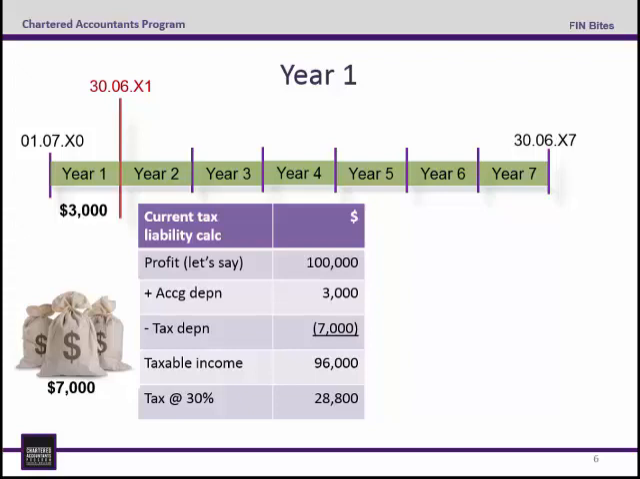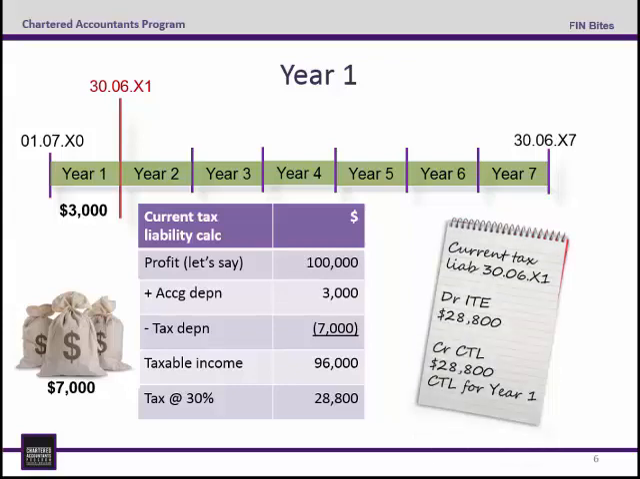add back the accounting depreciation expense because it's not deductible, but remember it's an expense included within that $100,000 profit figure. And then we subtract the $7,000 tax depreciation deduction, so our taxable income is $96,000. Giving rise to a current tax liability of $28,800. So to put that in a journal entry to recognise the current tax liability for the year ended 30 June X1, we debit our income tax expense and credit the current tax liability for $28,800.